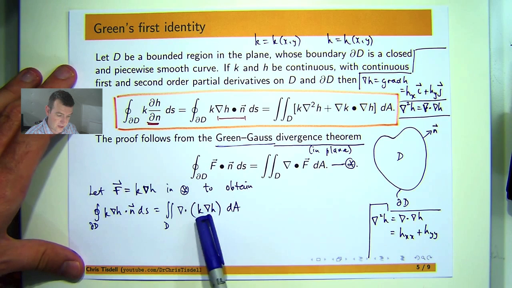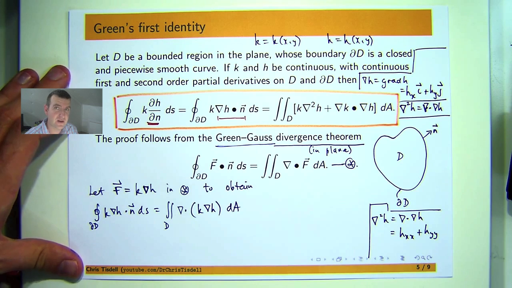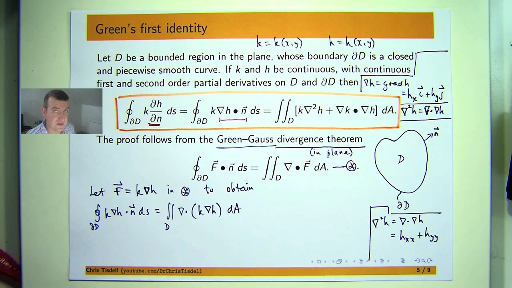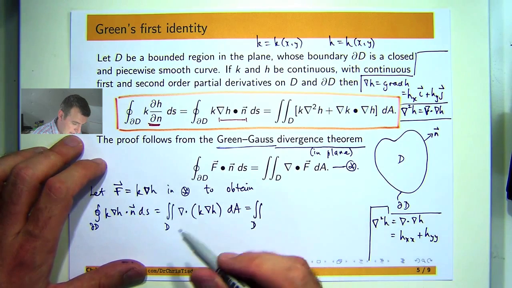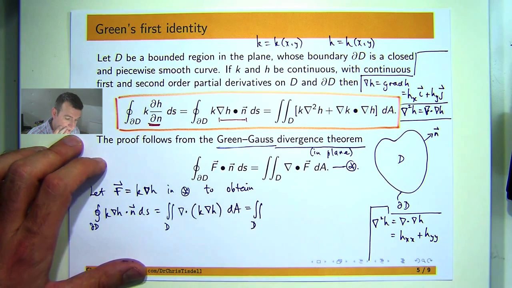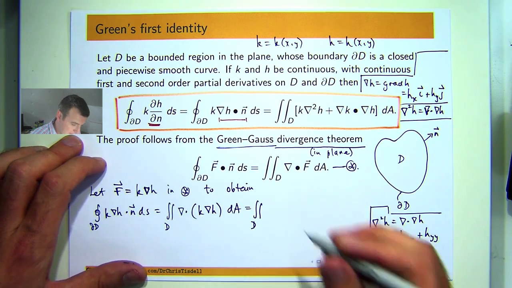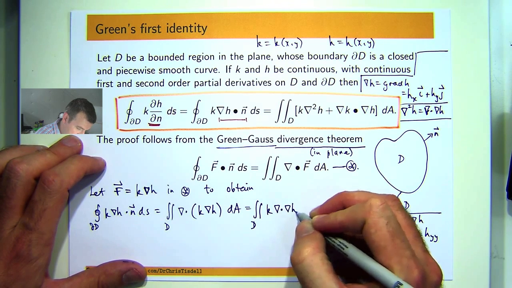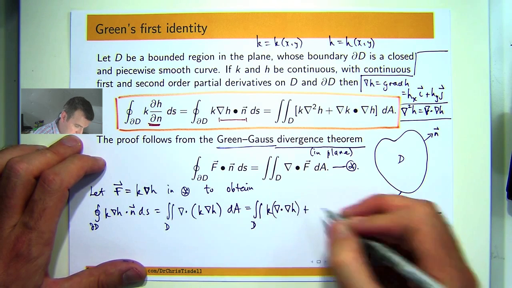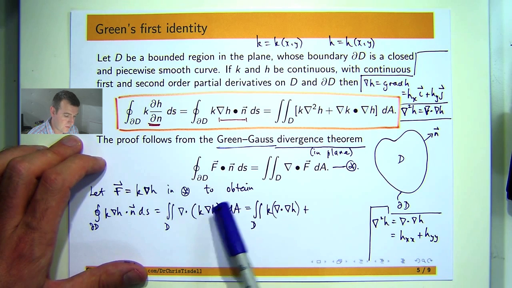And this is a product, so how can I take the divergence of a product? Well, there is a product rule. If you think of divergence as some sort of, roughly speaking, derivative, you can expand this in the following way. Okay, so let's apply the divergence to the gradient of h. So if you take the divergence of the gradient, you get the Laplacian. So it's k times that. Plus the divergence of k times the gradient of k. So what's that?